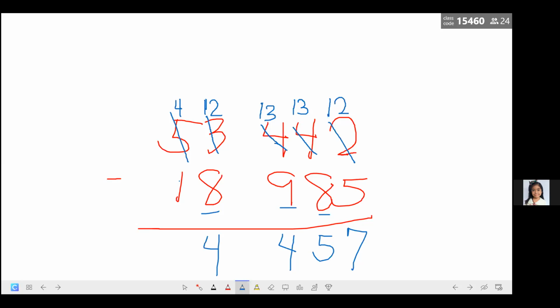Now, can we subtract 1 from 4 here? Yes. Okay. 4 minus 1 is 3. Very good. So can you all please read the difference here? The difference is 34,407. Okay. Excellent. All right. Thank you.